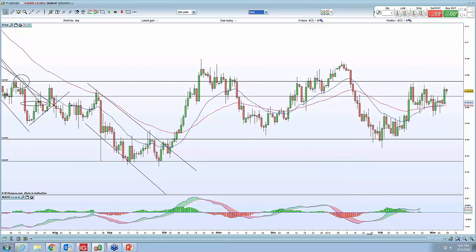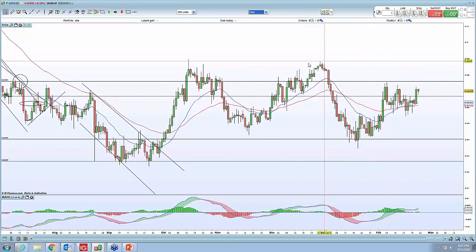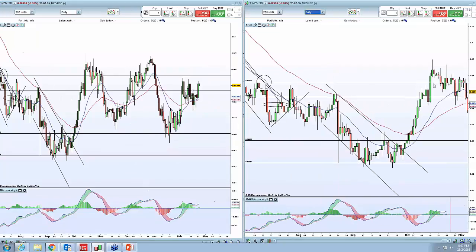Look at the daily chart, so messy. Okay, so you're targeting this area, this top here, right? Yep, I think it's a good level. Okay, but just be patient.